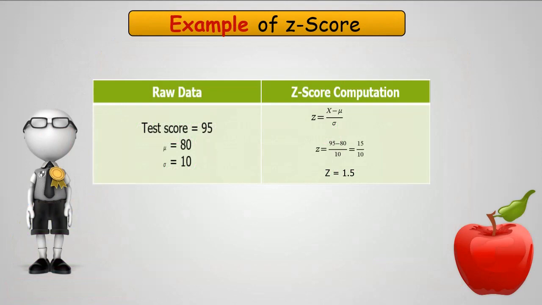Let's look at this example. I have a test score of 95. The mean is 80 and the standard deviation is 10. Well, my z-score is going to be my score minus the mean divided by the standard deviation. So 95 minus 80 divided by 10, 15 over 10, so my z-score is 1.5. So I'm 1.5 standard deviations from the mean.